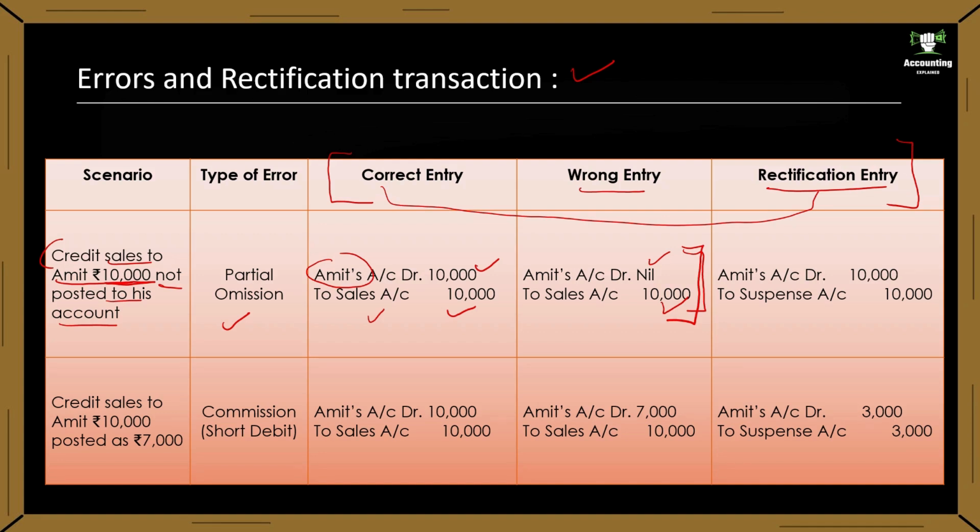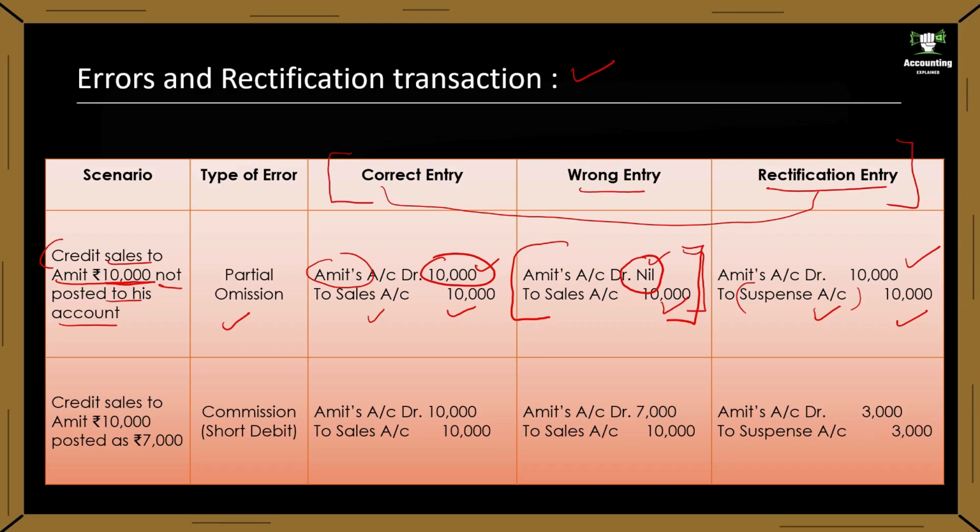Okay. Here, see Amit's account 0. This means Amit's account is short by 10,000 rupees debit. So there is a short debit of 10,000 in Amit's account. When there is a short debit, what will you do? You will increase the debit. Which account will you increase? Amit's account, obviously. So increase Amit's account debit 10,000, with the other side to suspense account 10,000. Here you have opened the suspense account because in the wrong entry, debit and credit are not equal.